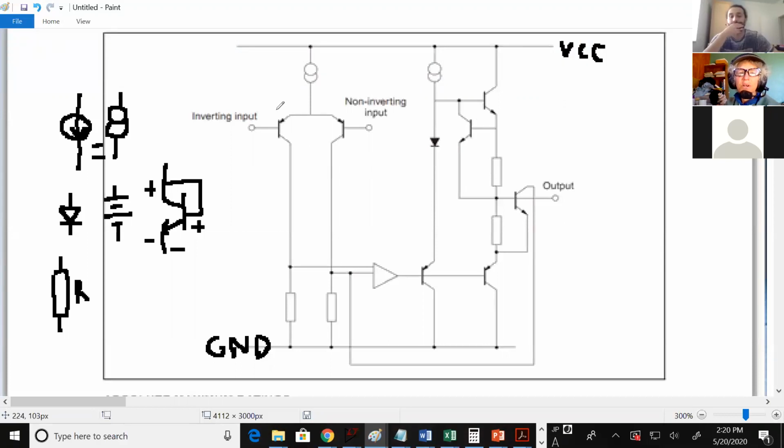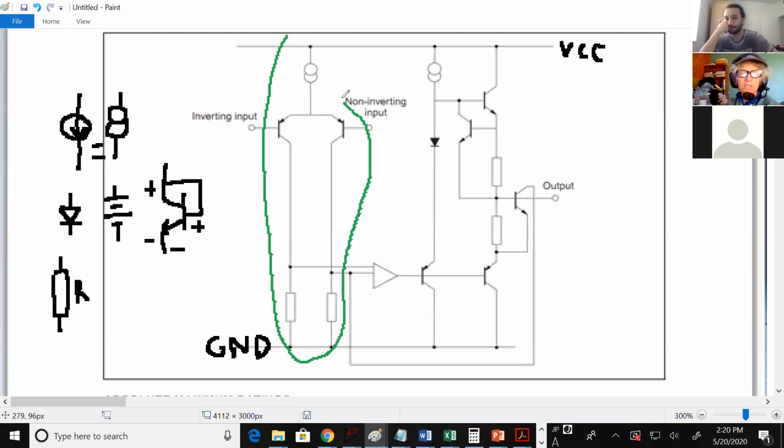So is the differential pair just these two transistors? Current source too. Okay, so is it just the current source and these two transistors? The load as well. And the load's down here. So if you're drawing a circle around the whole diff pair, it's this entire thing. You have to include the loads, you have to include the input transistors, and you have to include the current source.